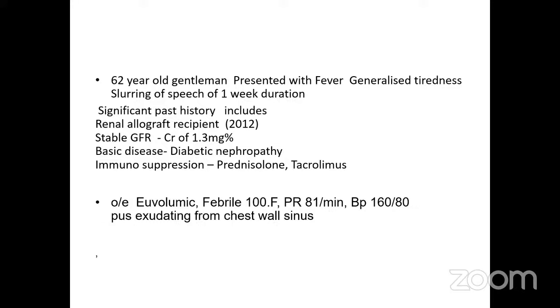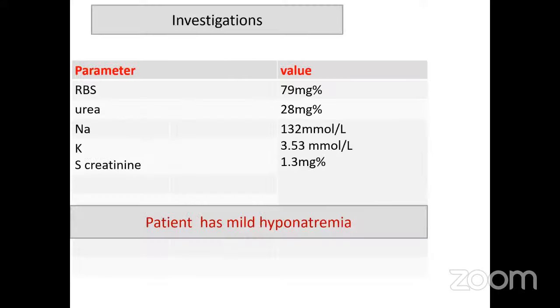He had a stable creatinine of 1.3 milligram. The underlying basic disease for which he got transplanted was diabetic nephropathy. His immunosuppressive protocol currently was prednisolone and tacrolimus. On examination, he was euvolemic, he was febrile, pulse rate was normal, he had a systolic hypertension, and there was pus exuding from the chest wall, which was tested for bacteria and tuberculosis, and was negative.